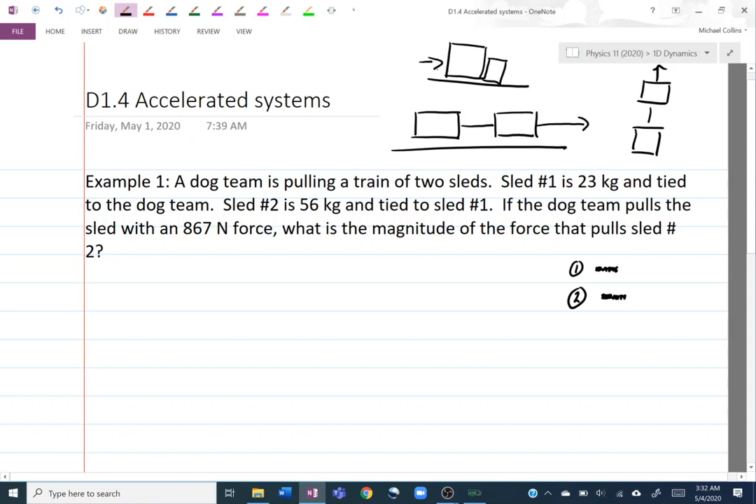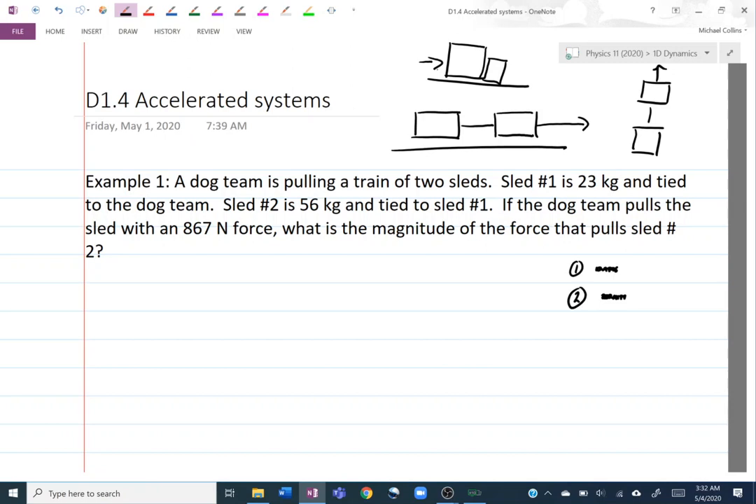So let's take a look at example one. A dog team is pulling a train of two sleds. Sled number one is 23 kilograms and tied to the dog team. Sled number two is 56 kilograms and tied to sled number one. If the dog team pulls the sled with an 867 Newton force, what is the magnitude of the force that pulls sled number two?